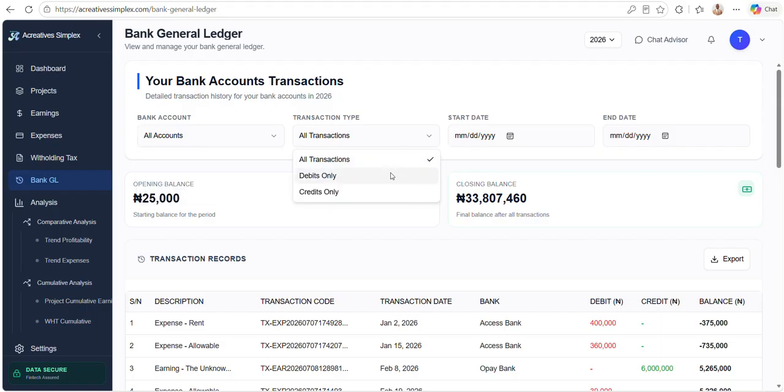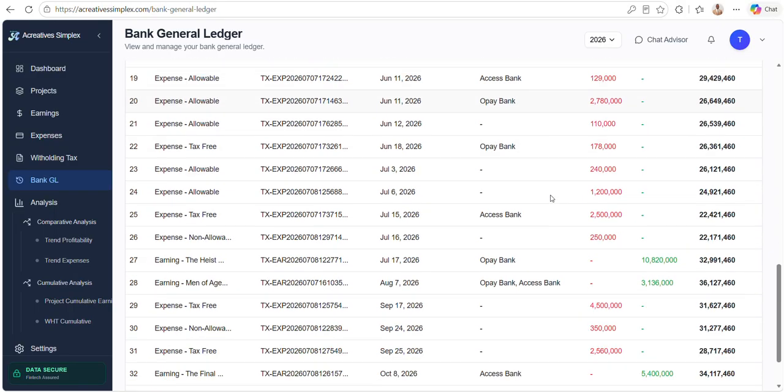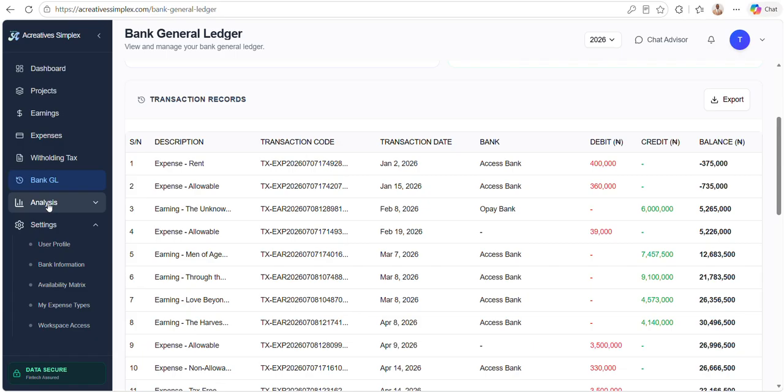Do you want only debits to be displayed, or credits, or all? Look at this. This is both of them, all, and our balance was displayed. So it gives us a summary of all the money that entered our earnings and all the expenses that we incurred. Look at our analysis now.